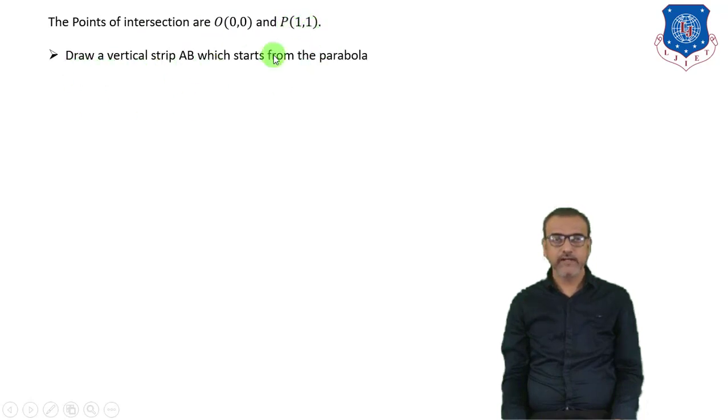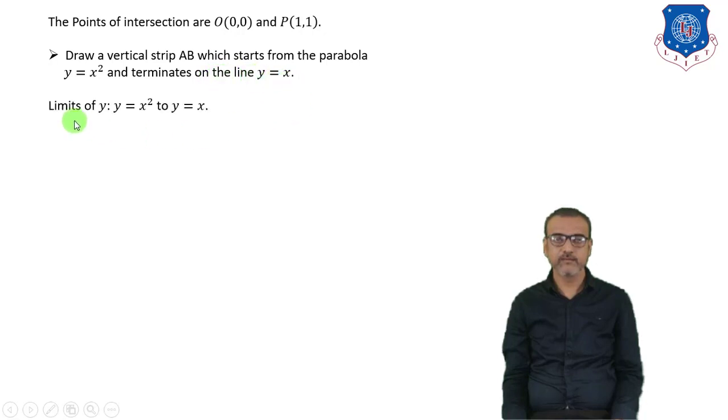I have already explained how to find out the limits, so we will see it once again. Draw a vertical strip AB which starts from the parabola y equals x square and terminates on the line y equals x. So the limits of y are y equals x square to y equals x, and the limits of x are x equals 0 to x equals 1.